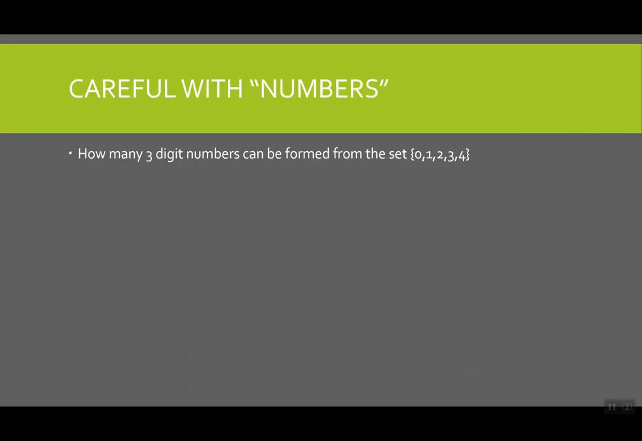All right, so let's continue our discussion and say, be careful with the word numbers. And let's say, how many 3-digit numbers can be formed from the set 0, 1, 2, 3, 4? All right, so you start thinking 3 numbers, and from the set 0, 1, 2, 3, 4, and I think, well, how many choices do I have for a first number? And the answer is 4.